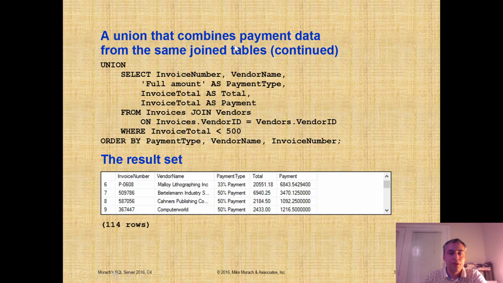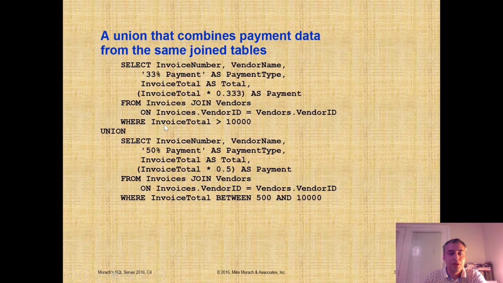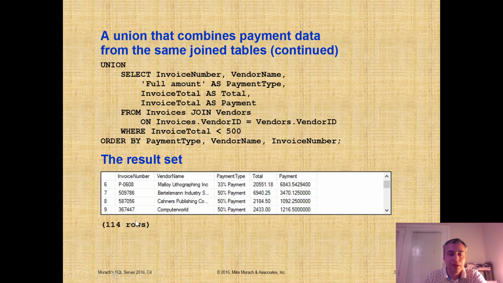Let's see, union that combines. Oh, that's another union continuing from the previous page. This is one SQL statement continued on the next page, and in this case invoice total is less than 500, so we are choosing full amount as payment type in that case when the amount is small, and just as payment we take invoice total. And then finally we order by payment type, vendor name, invoice number.